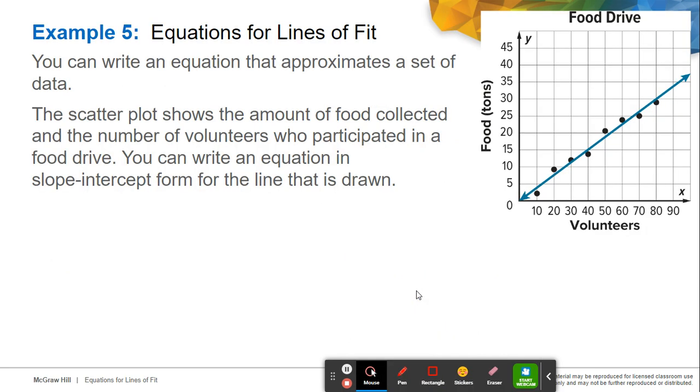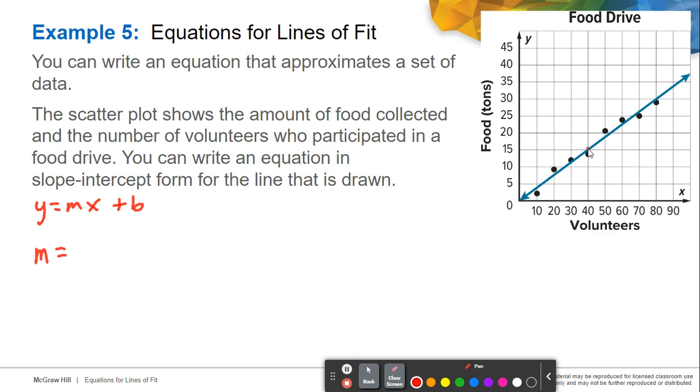First example. So you can write an equation that approximates a set of data. Okay, the scatter plot shows the amount of food collected and the number of volunteers who participated in the food drive. So let's write our equation for our line of fit. Okay, so again, remember, we need y equal to mx plus b. So we need to find our slope. Okay, to get our slope, it's very quick and easy. Just find 2 points on our line of fit. Okay, remember the ones along the line to make our life easy, not the one in the middle.